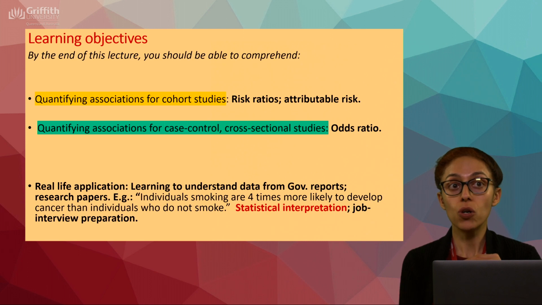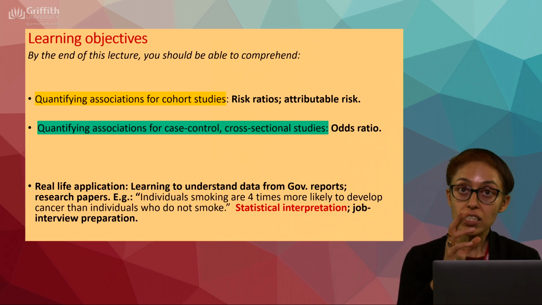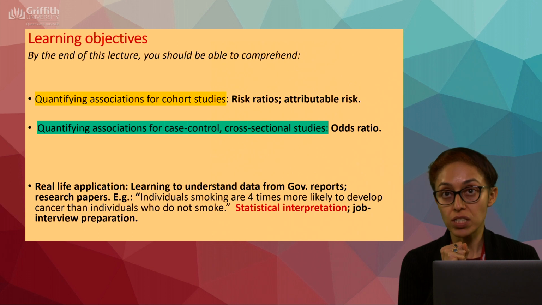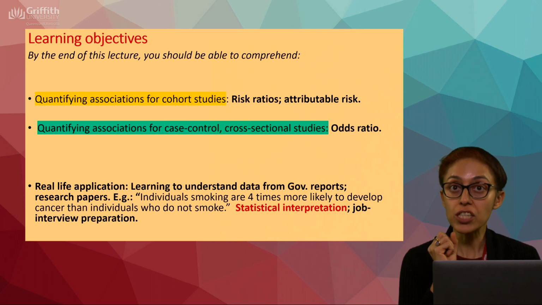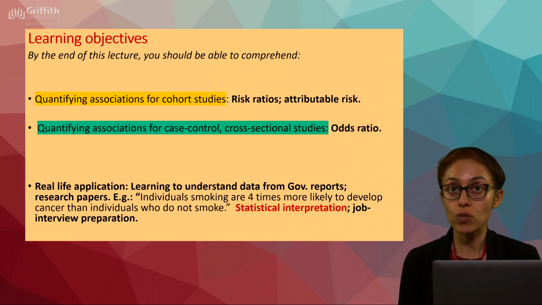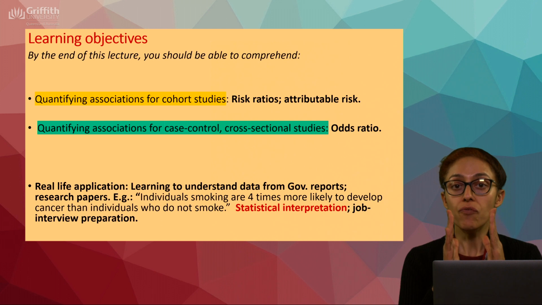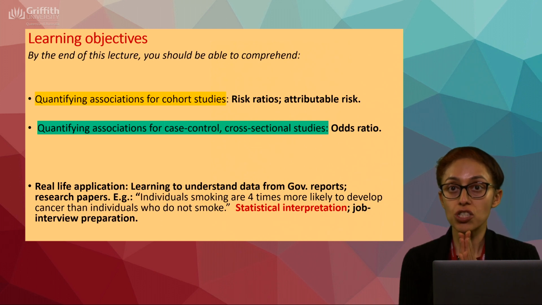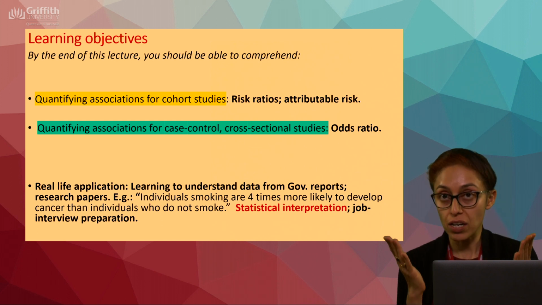When you are looking at such studies, that is when you quantify associations using risk ratios and attributable risk. And we will study how to quantify associations using risk ratios and attributable risk. And when I talk about associations, what do I mean? I mean when you are quantifying the relationship between your independent and your dependent variable.